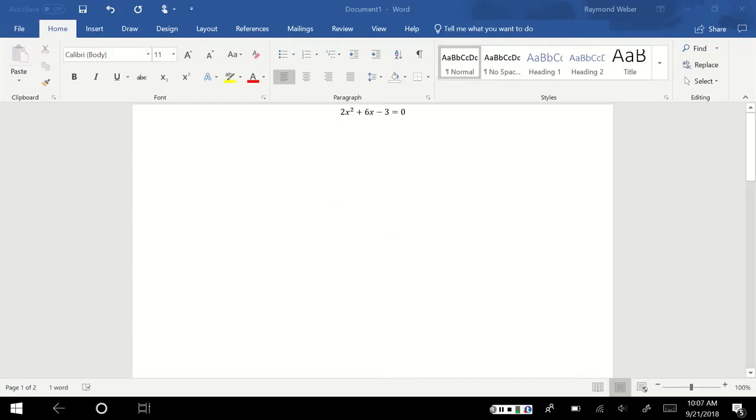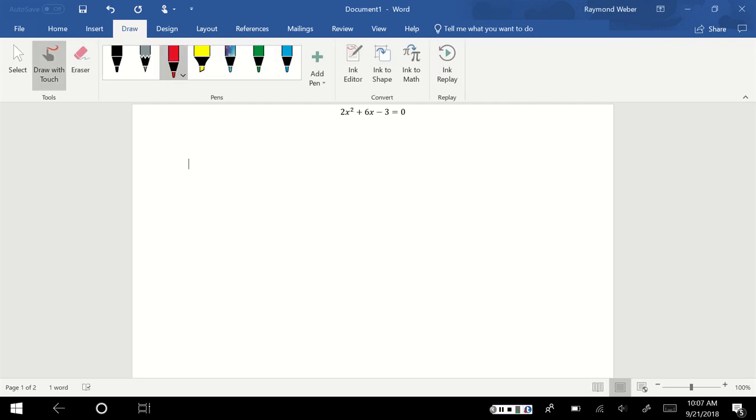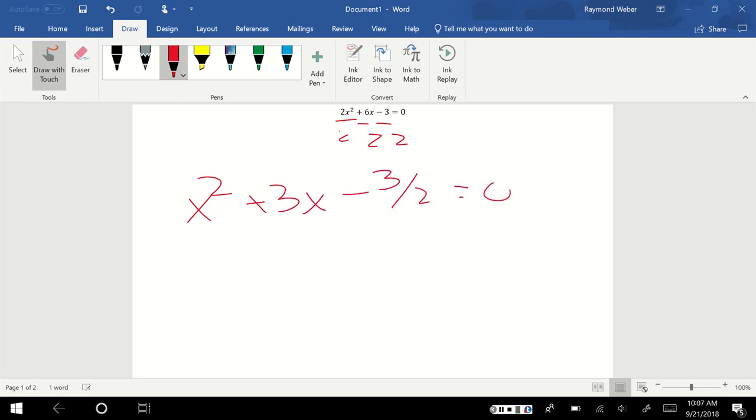Okay, so we are going to go over how to complete the square. The first thing to do when you complete the square is you need to get a, your first coefficient, equal to 1. So I'm going to divide everything by 2. Okay? So that's my first step. So I'm going to get x squared plus 3x minus 3 halves equals 0.